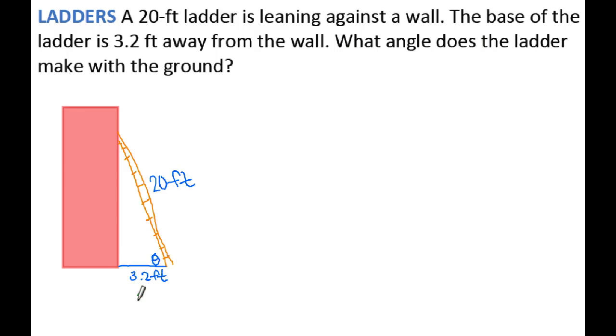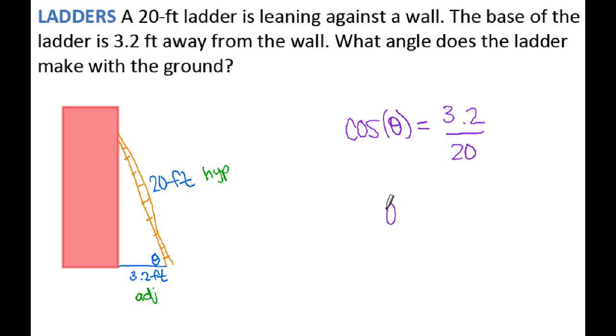I'm going to label my sides. The 3.2 is the adjacent side. 20 feet is the hypotenuse. So adjacent and hypotenuse is going to be cosine. So I have cosine of theta equals my adjacent over my hypotenuse. Again, I am solving for an angle, so I'm going to do the inverse cosine. So I'm going to take the inverse cosine of 3.2 divided by 20, and that gives me 80.8 degrees.